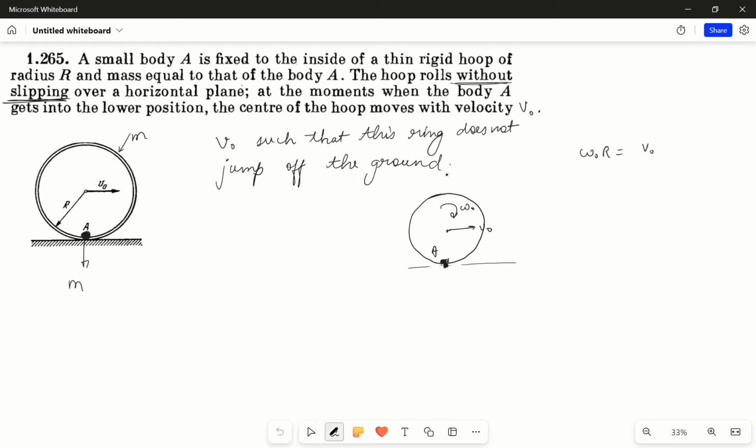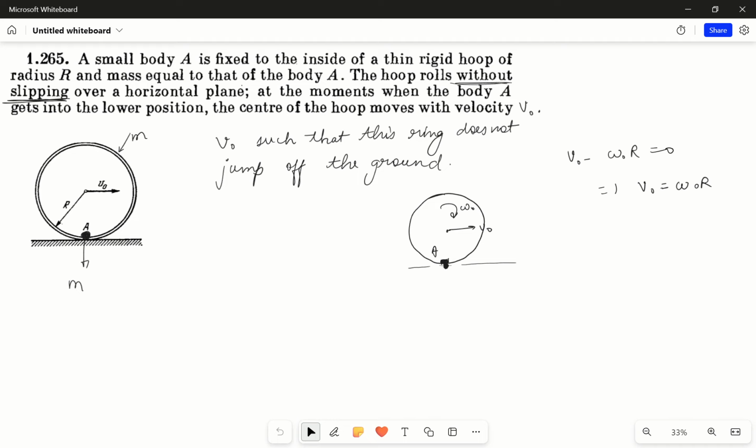Why? Because the velocity of this point on the ring, on which the object is situated, in this position would be 0. So its velocity we can write as v naught minus omega naught r equal to 0. So from here we can infer that v naught equals omega naught r.